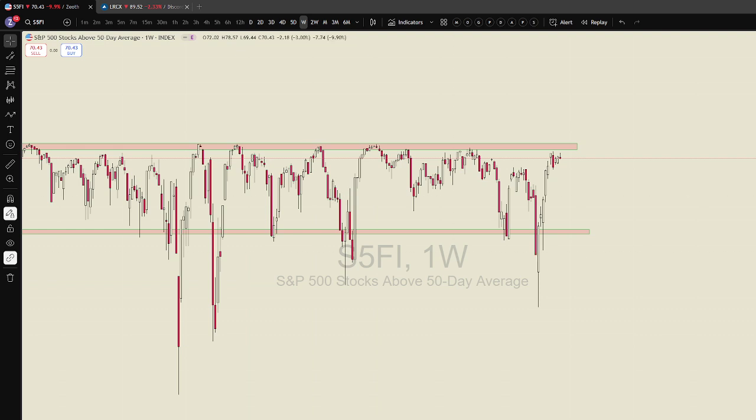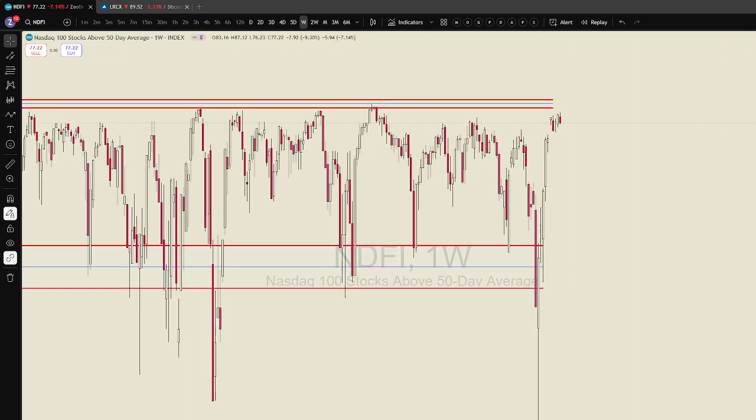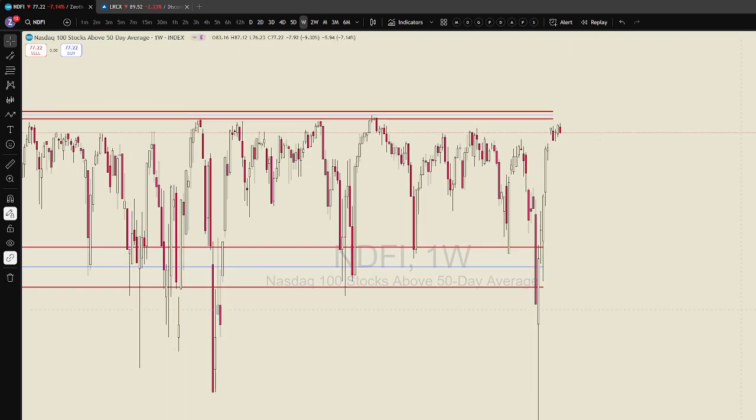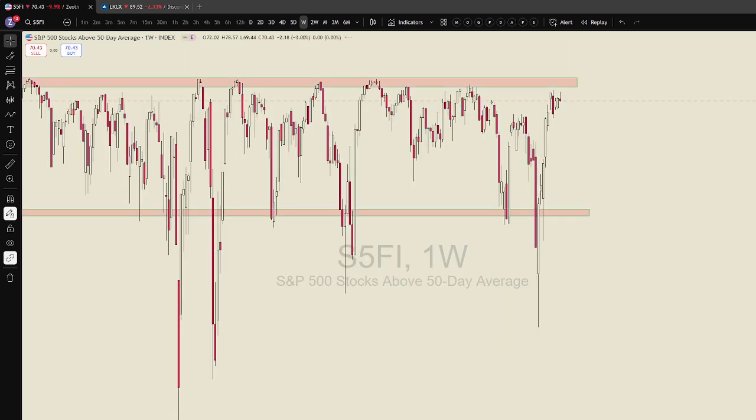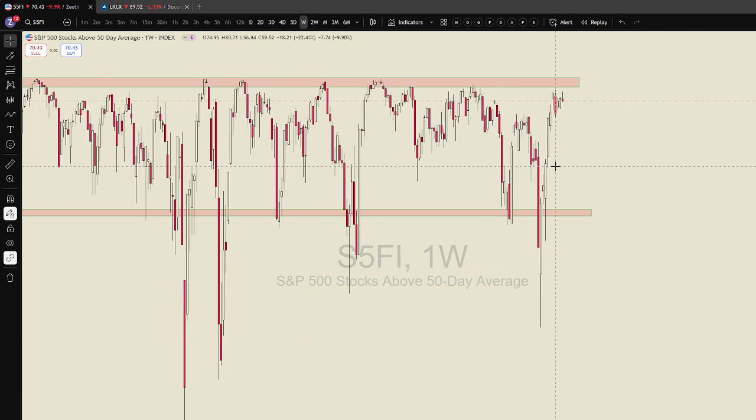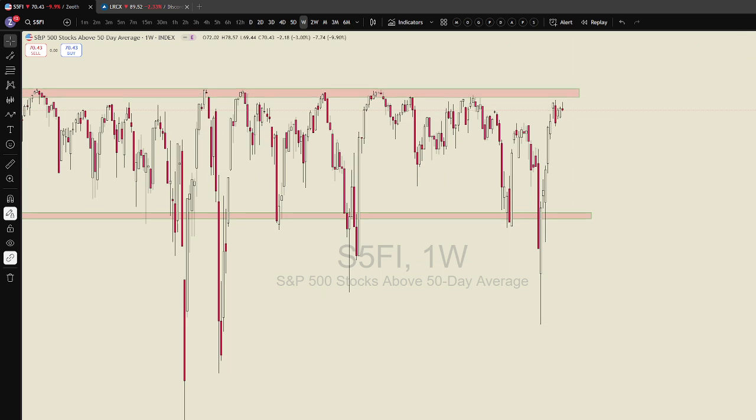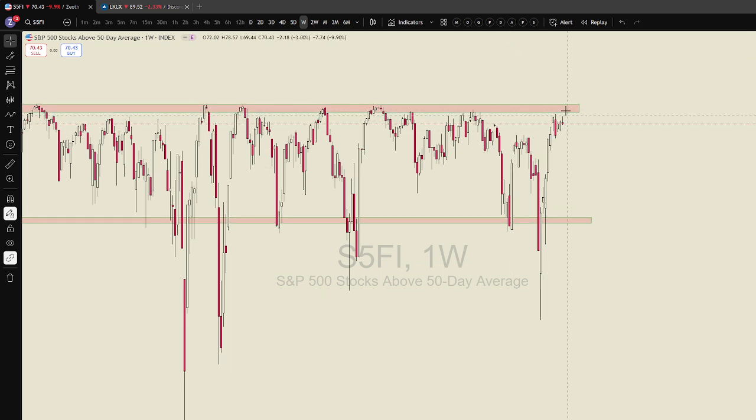Basically, you can just take a look at S5FI and NDFI. NDFI represents the Nasdaq 100 stocks above the 50-day average, and S5FI represents the S&P 500 stocks above the 50-day average. You can clearly see there's a clear indication that the market is getting exhausted, so there might be a time when we get a nice pullback.